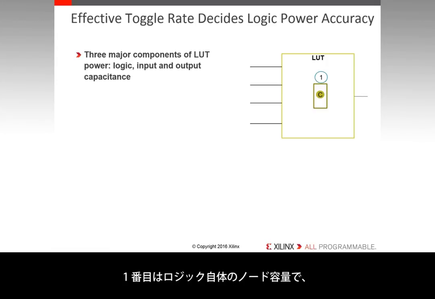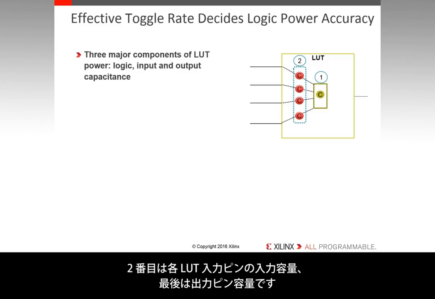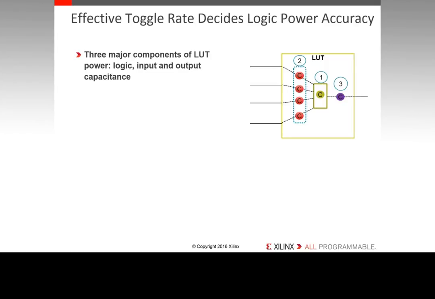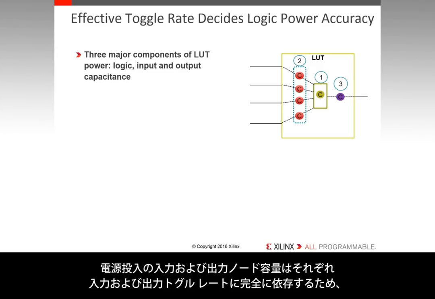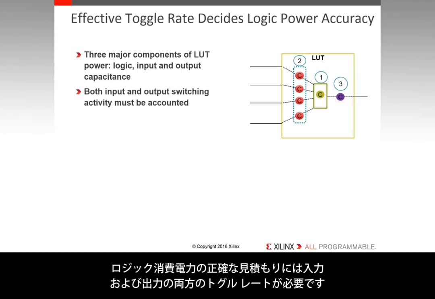If we take a closer look at major power components of a LUT, there are 3 node capacitances in it. First one is the node capacitance of the logic itself. Second one is the input capacitance for each LUT input pin, and at last the output pin capacitance. The logic capacitance exists as long as it is powered on, whereas the power on input and output node capacitance are completely dependent on input and output toggle rates respectively. So we need both input and output toggle rate to accurately estimate logic power.